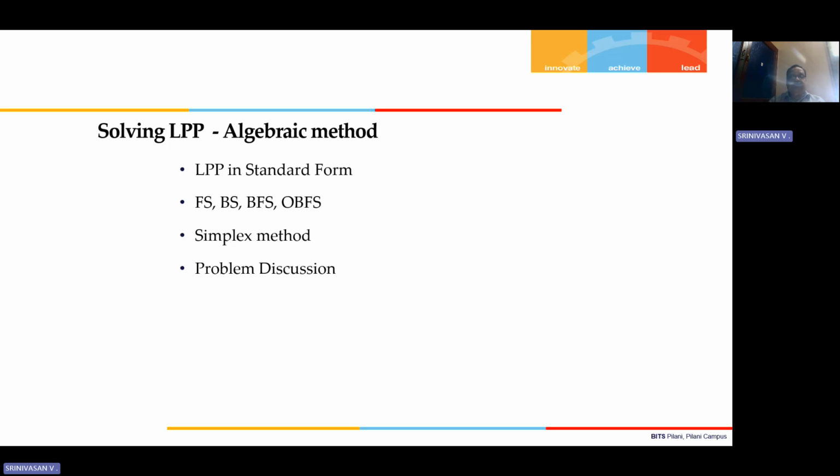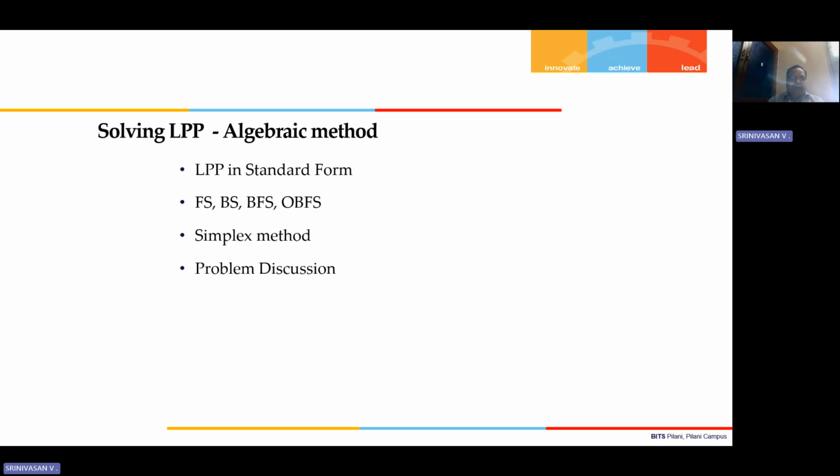So here we have the LPP, the linear programming problem, to be written in standard form. What is meant by standard form? We will be making use of some conditions: how the constraints must be, how the objective function must be, and we will be introducing some variables such as slack and surplus. When do we do it, what do you do with the slack, and what will you do with the surplus? All these things will appear. FS, feasible solution. BS, basic solution. BFS, basic feasible solution. OBFS, optimal basic feasible solution.